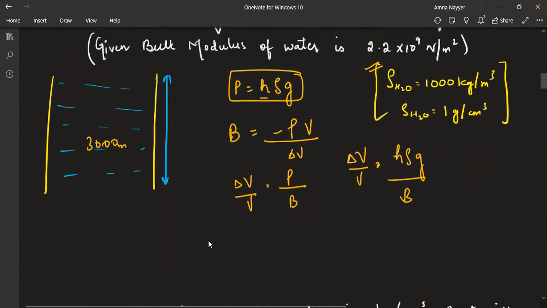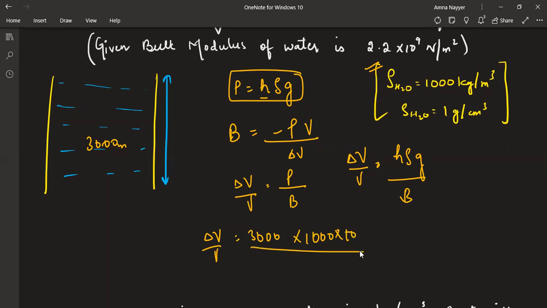So see, delta V by V. H is 3000, density is 1000. Take acceleration due to gravity as 10 only, and bulk modulus as 2.2 into 10 to the power 9. So this will be 3 into 10 to the power 7 divided by 2.2 into 10 to the power 9. It is a fractional ratio, so the volume's SI unit will be cancelled. Whatever you get here, that will be your final answer. Write down the solution.